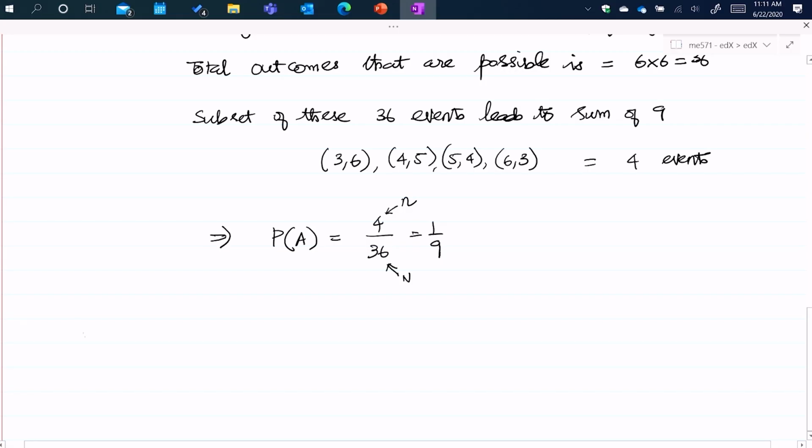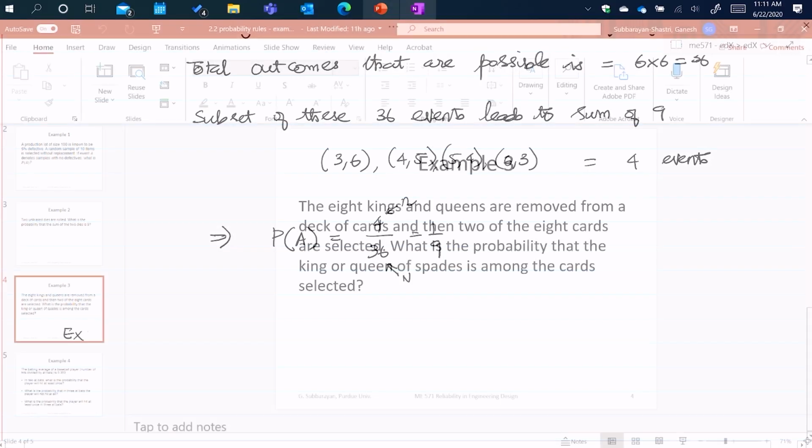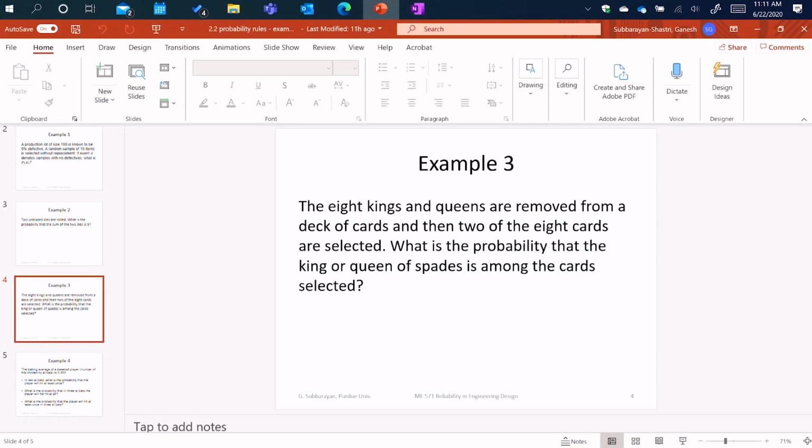Okay, so let's move on to example number 3. 4 kings and 4 queens are removed from a deck of cards. And then 2 of the 8 cards are selected. What's the probability that the king or queen of spades is among the cards selected?